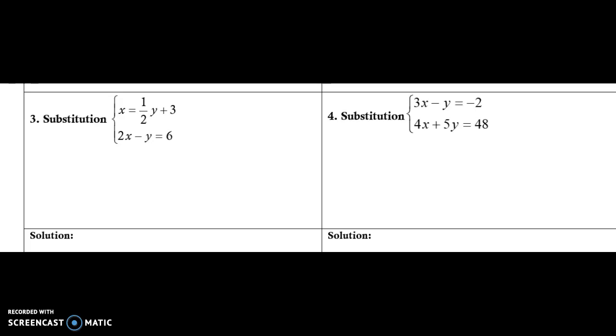So 2 times half y is going to be 1y, and 2 times 3 is going to be 6, minus y is equal to 6. All right, so when we combine like terms on the same side of the equal sign, I have a negative y and a positive y. So I know that those are going to cancel out. So I'm left with 6 is equal to 6. So if I have 6 equals 6, that's a true statement. So if I have 6 that really does equal 6, or a number really does equal a number, then you're going to have infinite solutions.